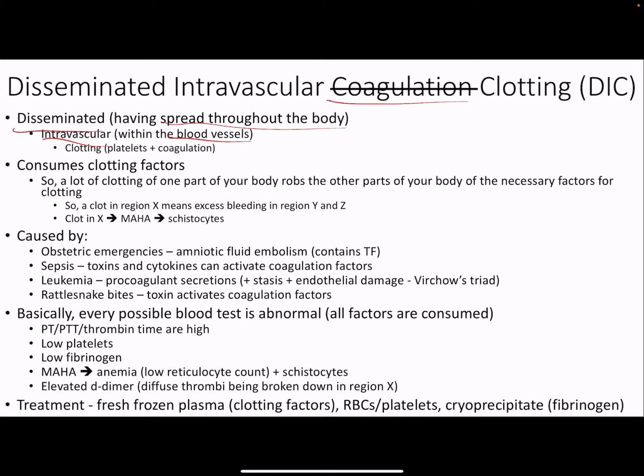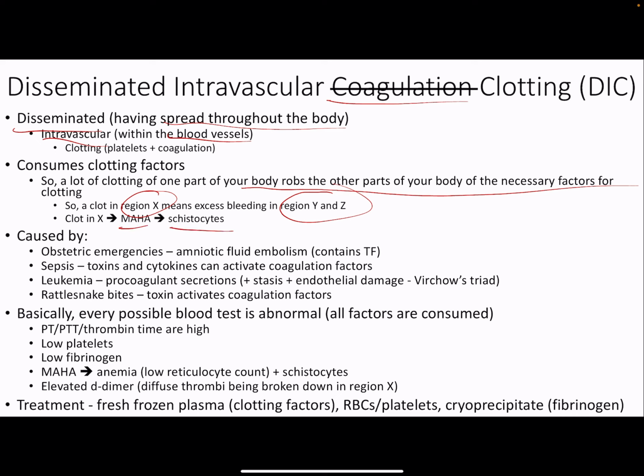So one part of your body robs the other part of your body of the necessary factors. So we might have clotting in region X, which means we cannot do clotting in region Y and Z because we lack necessary factor 10 or necessary thrombin or necessary factor 7, etc. The clots typically form in microthrombi, meaning MAHA, meaning we have schistocytes.